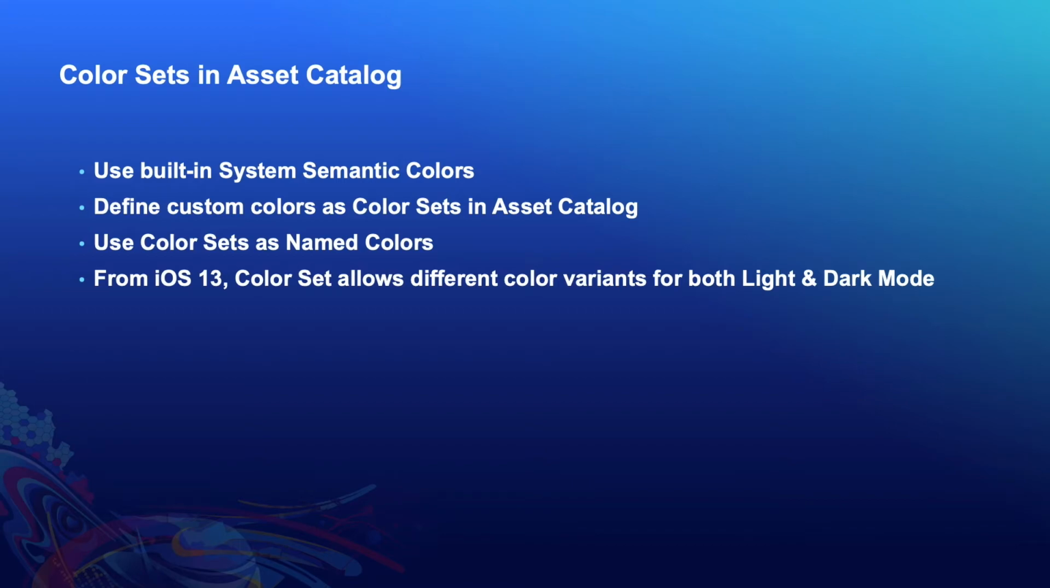When you need a custom color, add a color set asset to your app's asset catalog and specify the light and dark variants of that color so that it can adapt to the current appearance mode. Avoid using hard-coded color values or colors that don't adapt. Let's see how we migrate our app to use color sets and how it relates to the dark mode adaptation.